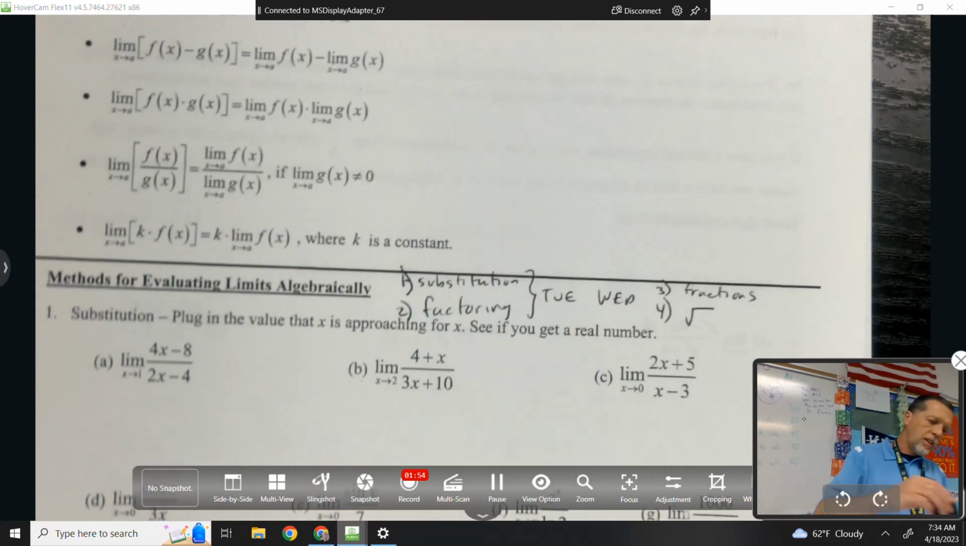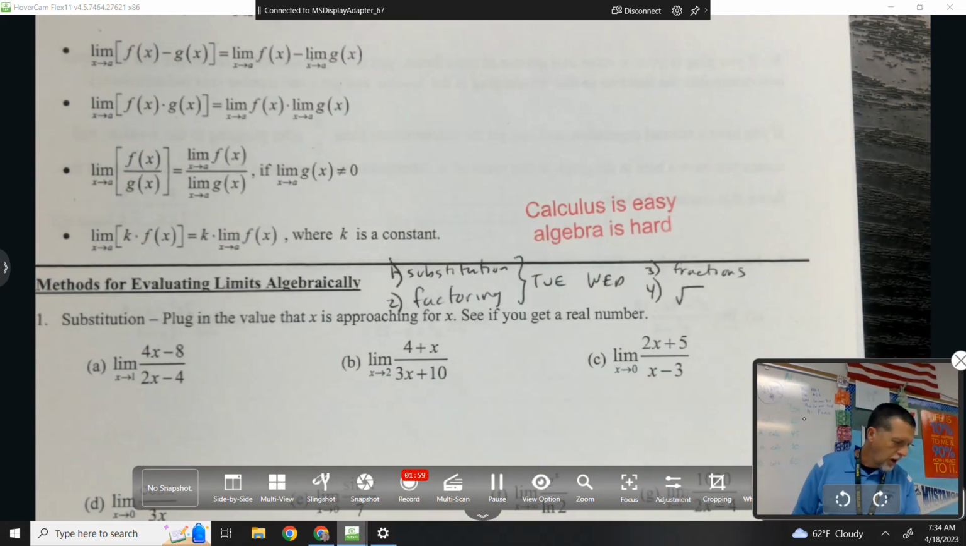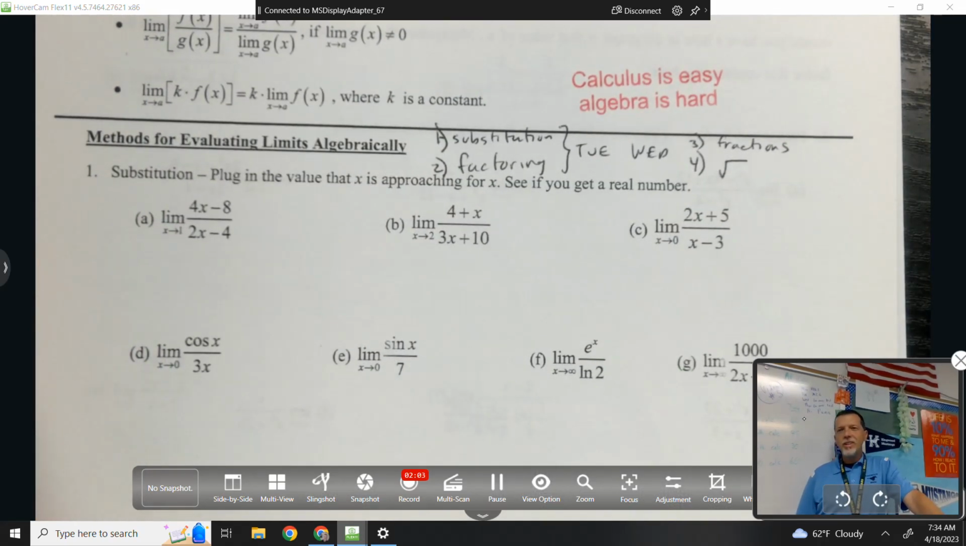This section is why I joked about having the stamp made, and then someone made it for me. Calculus is easy, algebra is hard. The calculus part isn't a big deal. It's just, can we handle the algebra parts today?